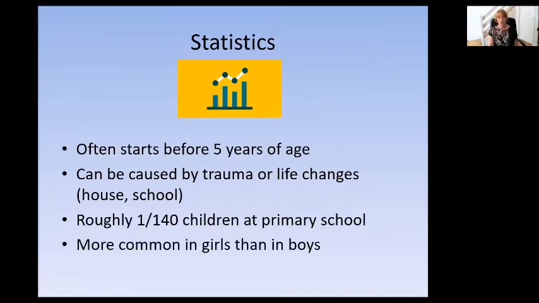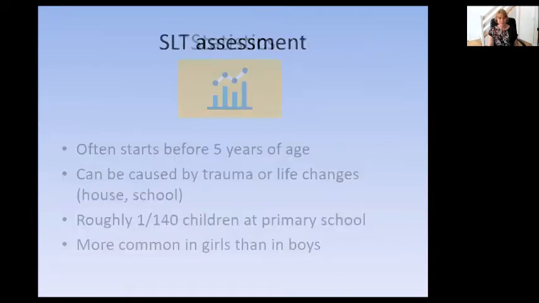It is more common in girls than boys, and we believe this is due to being an anxiety disorder and that being more prevalent in girls. However, that's possibly changing, and we may need to consider whether it's just as common in boys as girls.